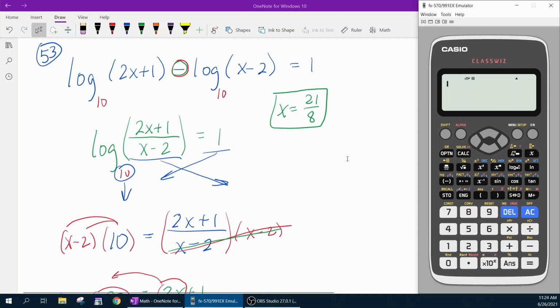So I think what I'm going to do for a special treat is show you how you can use the calculator to check more efficiently. That means you can save yourself a lot of manual labor if you know how to use the calculator correctly. So what we can do to check this is we can replace every x with 21/8, calculate the left-hand side, and see if it equals 1.